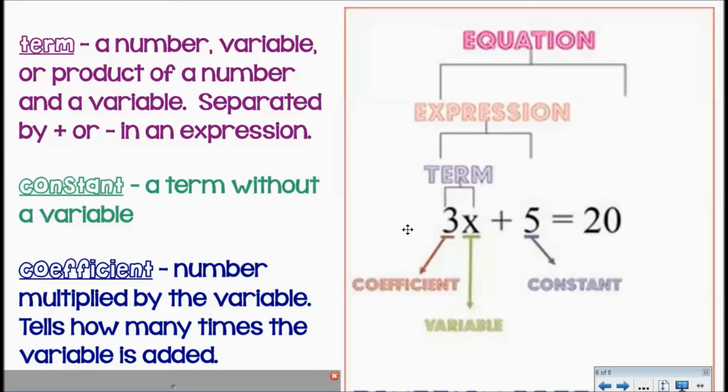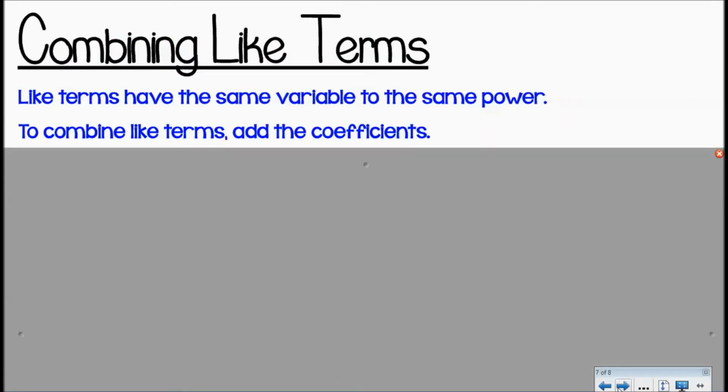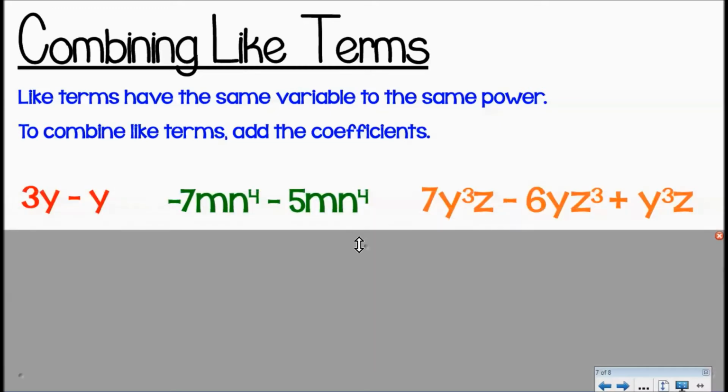But I can shrink it down by saying 3x plus 5. Combining like terms is something you did last year, so this should be somewhat familiar to you. Like terms are the ones that have the same variable to the same power. And to combine like terms, you basically add the coefficients.